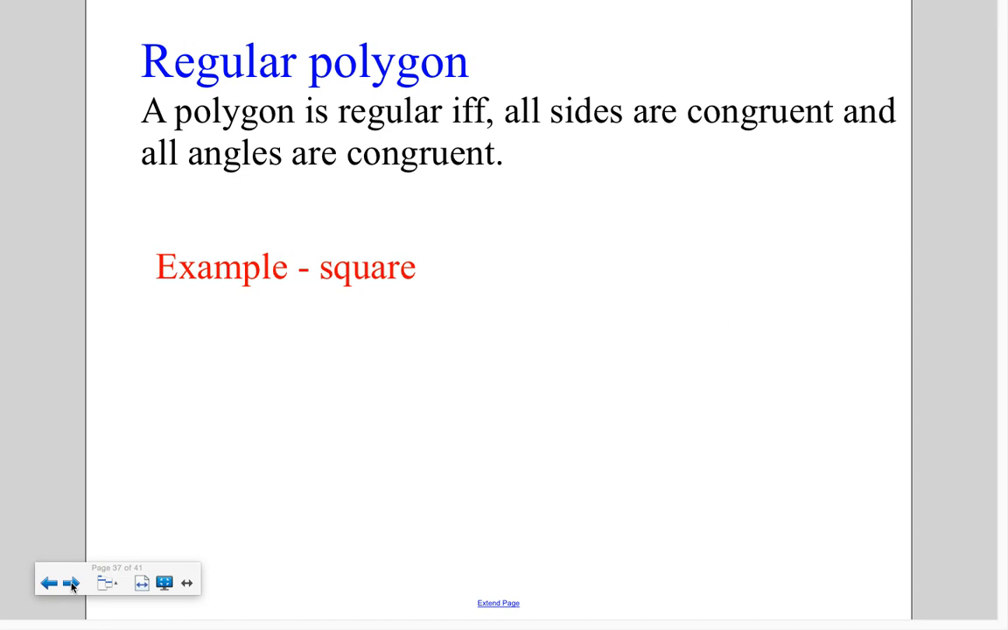Okay. A regular polygon, that's a polygon is regular if and only if all sides are congruent and all angles are congruent. Okay? Congruent means equal to or the same. So a polygon is regular if you've got the same angles all the way around and the same side lengths. Again, a square is a really good example of one. We use squares all the time. Pretty much when you think of polygons, like a pentagon or a hexagon, in your mind, you're probably thinking of a regular pentagon or a regular hexagon.